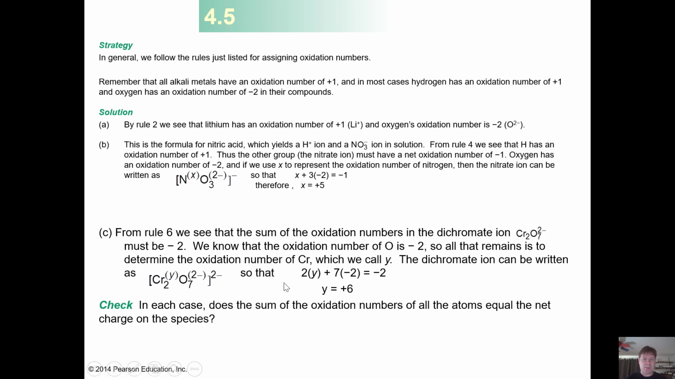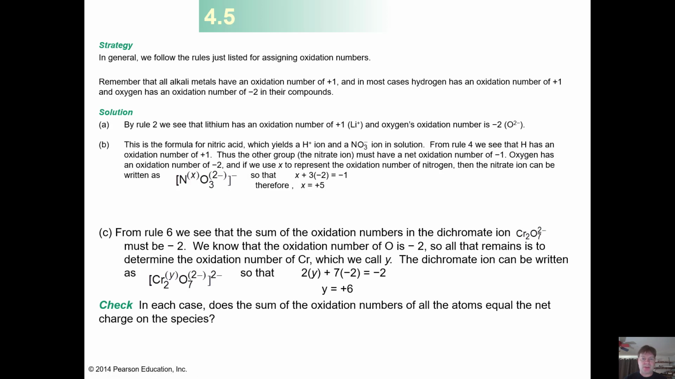So we do something similar to what we did up here. In this case, though, instead of a -1, we have a -2. We have 7 oxygens. And we also have 2 of this other portion of the substance. So 2 chromiums, whereas in B we had only the 1 nitrogen. So we have 2 times the number of chromiums plus 7 times -2 for oxygen. All of that adds up to a -2.